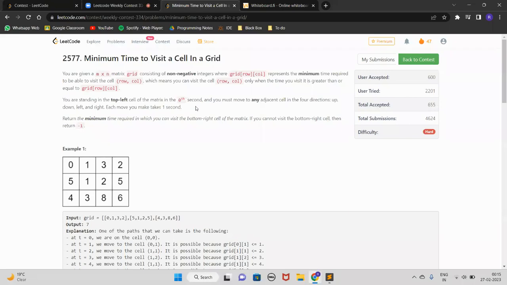Okay. So the problem is that we have to find the minimum time to visit a cell in a grid. The problem states we are given an m by n matrix grid consisting of non-negative integers, grid[row][column], representing the minimum time required to be able to visit cell (row, column). And we are standing at (0, 0) and we have to reach the final row and final column, and we have to return the minimum time of reaching there.